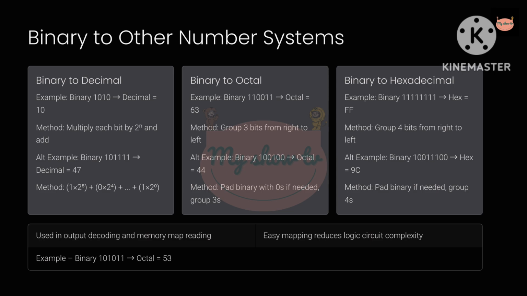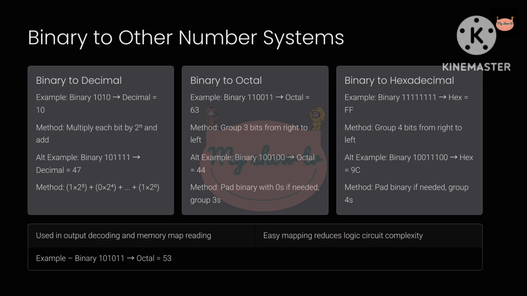Slide 3. Binary to other number systems. Now let's convert from binary to other systems. To convert binary to decimal, multiply each bit by 2 raised to its position, starting from the right with position 0, then add all results. For binary to octal, group the binary number into sets of 3 bits from the right and convert each group into an octal digit. To convert binary to hexadecimal, group the binary digits into sets of 4 from the right and convert each group into a hex digit.